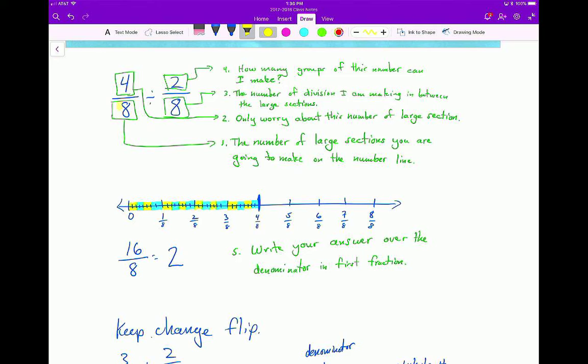I now will take a look at the denominator of the first fraction. And this is the number of large sections you're going to make on the number line. So we've made 8 large sections. The number 4, highlighted in pink up here, is what we only worry about with the number of large sections. So we're only going to worry about the first 4 large sections. So that takes us right to here.